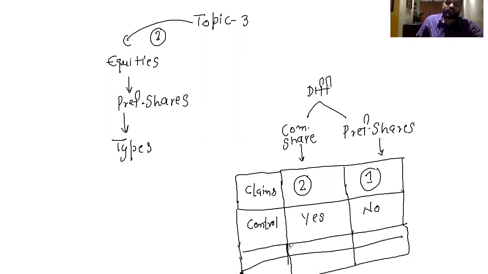Third difference could be about votes. They have multiple voting rights and the others have a single vote, no matter how many shares you carry. And the fourth difference could be about payments or dividend.